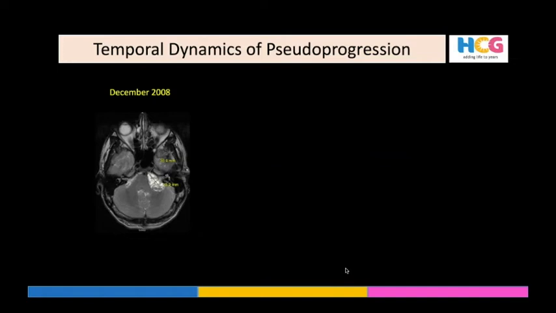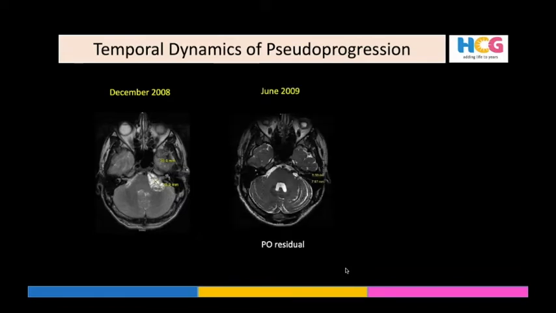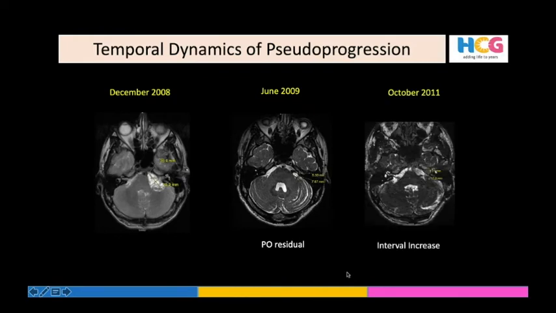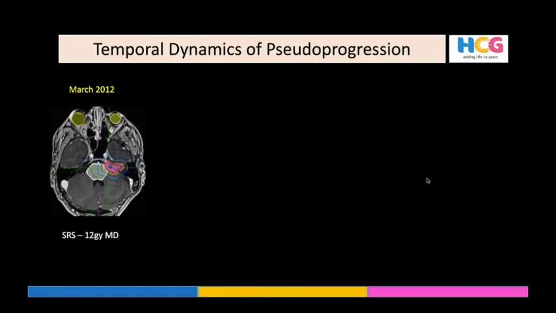This was a patient who had a left-sided Koos grade 3 acoustic schwannoma picked up way back in 2008. The patient underwent surgery, and in 2009 a small residual was picked up in the post-op scan. So the patient was put on observation, and during the period from 2009 to 2011, there was a small interval increase. So essentially, we discussed the options with the patient and took him for radiosurgery.